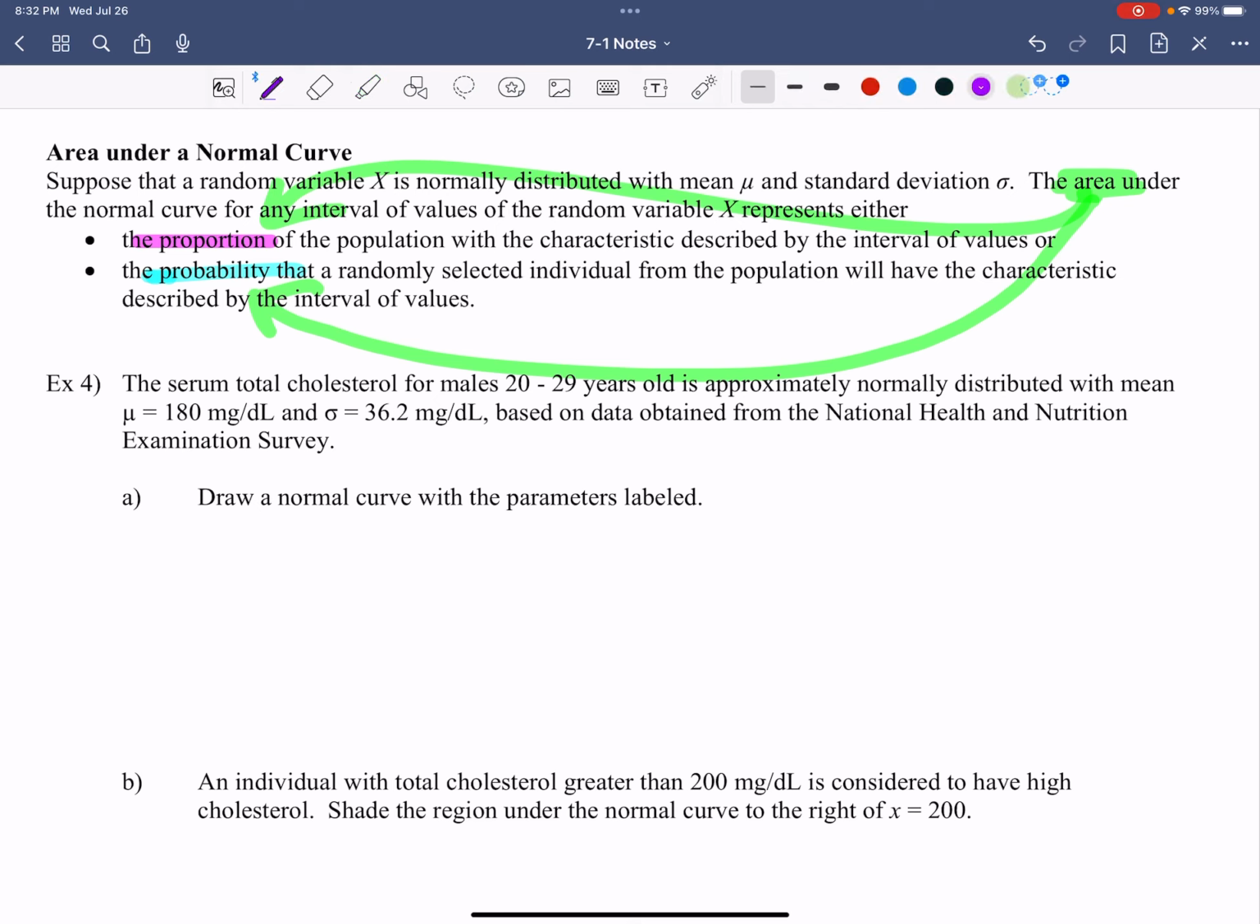Okay, so the serum total cholesterol for males 20 to 29 is approximately normally distributed, so I'm told that right off, with a mean of 180 and a standard deviation of 36.2, based on the data obtained from the National Health and Nutrition Examination Survey. We want to draw a normal curve with the parameters labeled.